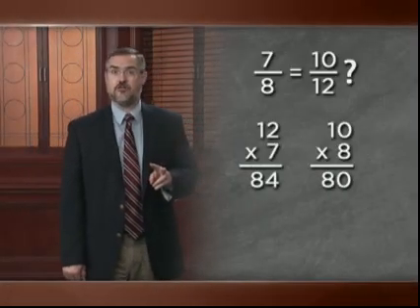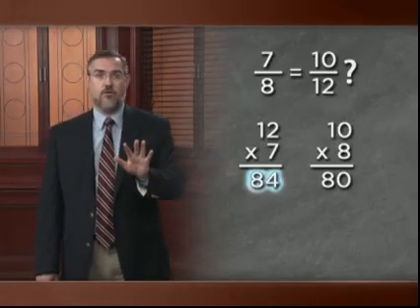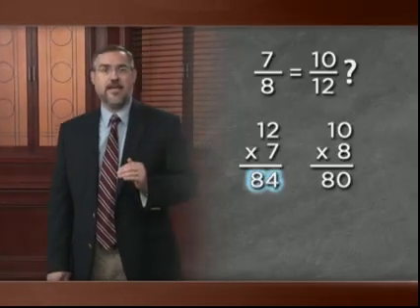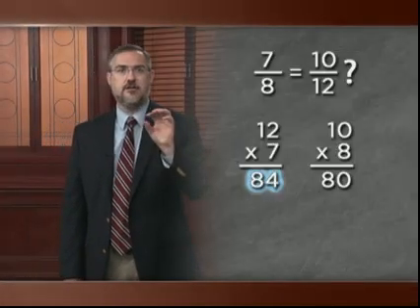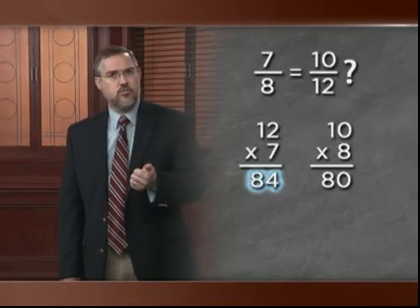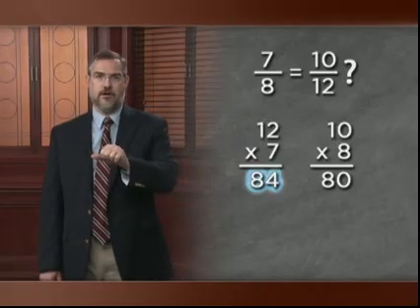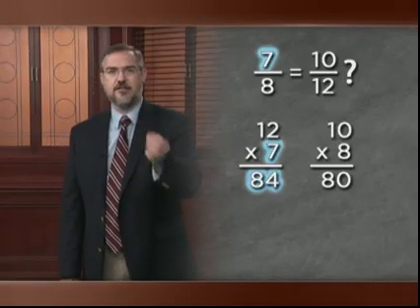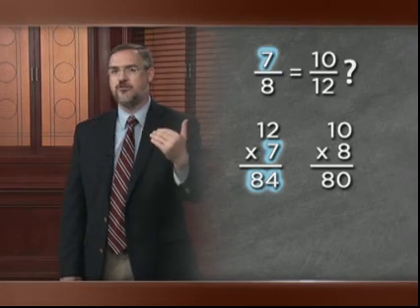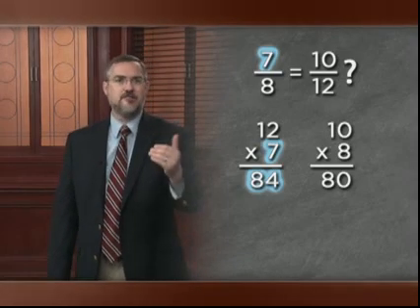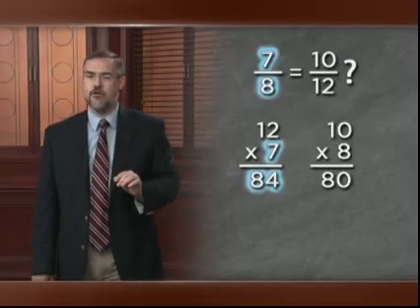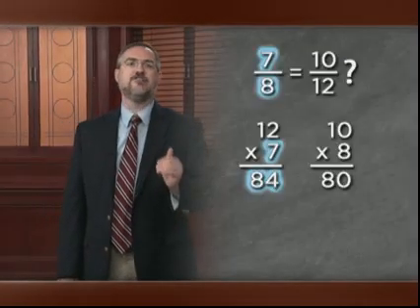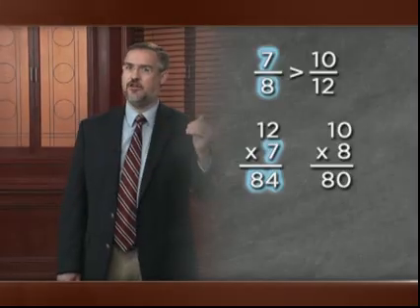Now those two numbers are close, but 84 is bigger than the 80. And so that means I need to look at the 84, which is the 7 times the 12. Which one has the numerator there? Well, it's the 7. That's the part of 7 times 12 which includes a numerator. And that means that the fraction with 7 as a numerator is larger. And therefore, 7 over 8 is actually larger than 10 over 12.